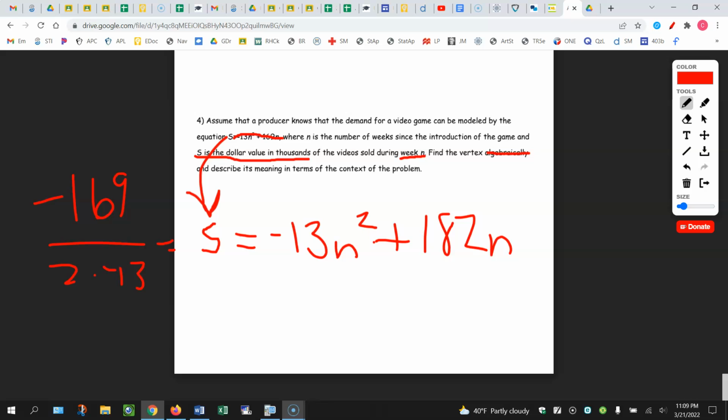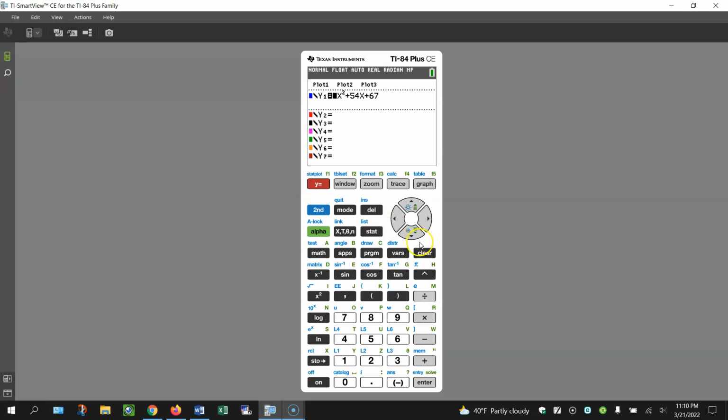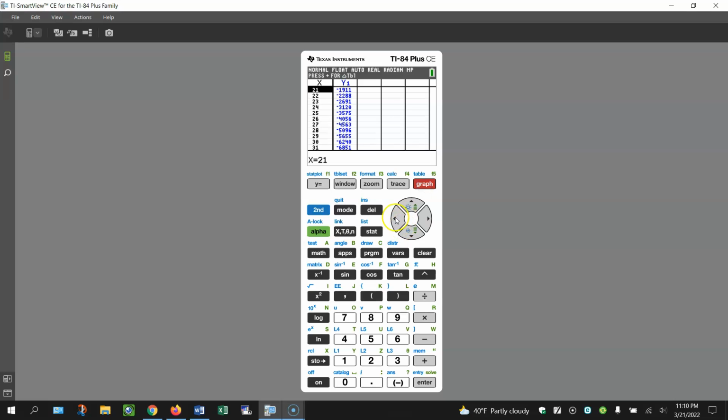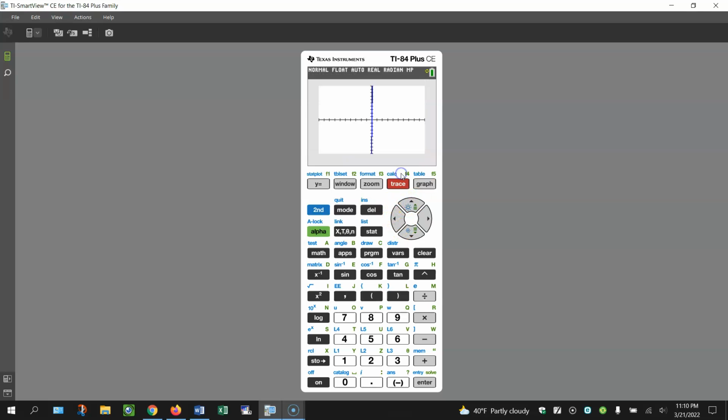So, all right, now what we're going to be able to do is figure this out. And we're going to do the same thing we just did here, except with the 182. Plug that in, you get 7. So that's where you're going to want to center your table. So I'm going to go here, clear this out. You have negative 13 x squared plus 182 x. Go to our table. And now we want to be centered at 7.